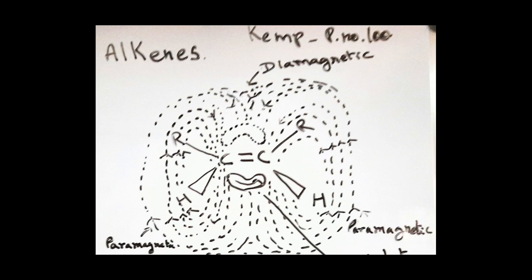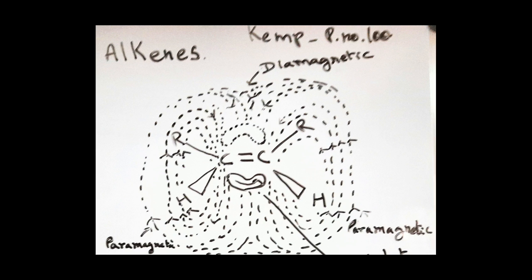Alkenes have a carbon-carbon double bond. The carbon-carbon double bond is made out of a sigma bond and a pi bond. The pi bond is indicated with donut-like or cashew nut-like structures above and below the carbon-carbon double bond. So it is how the pi electrons are circulating.